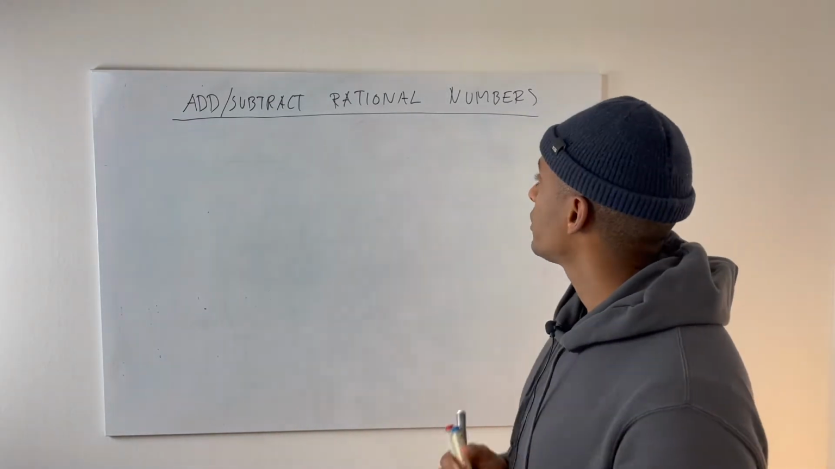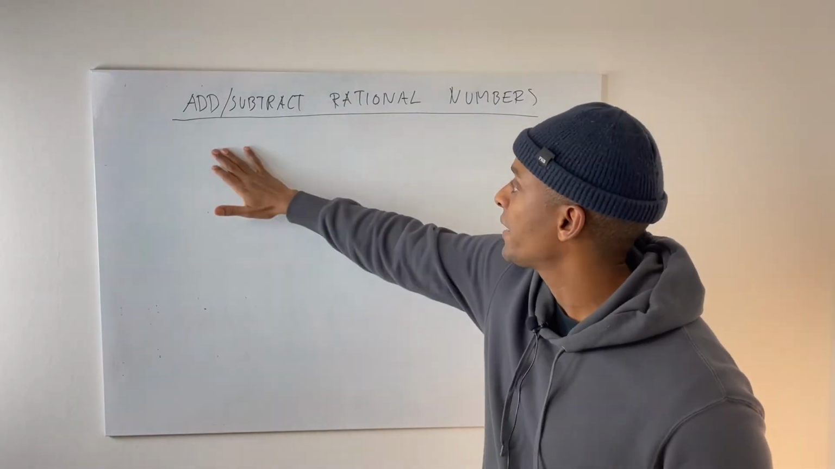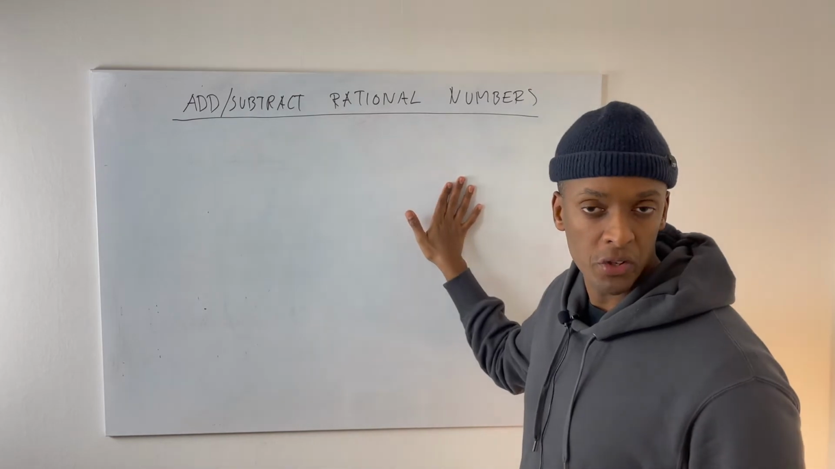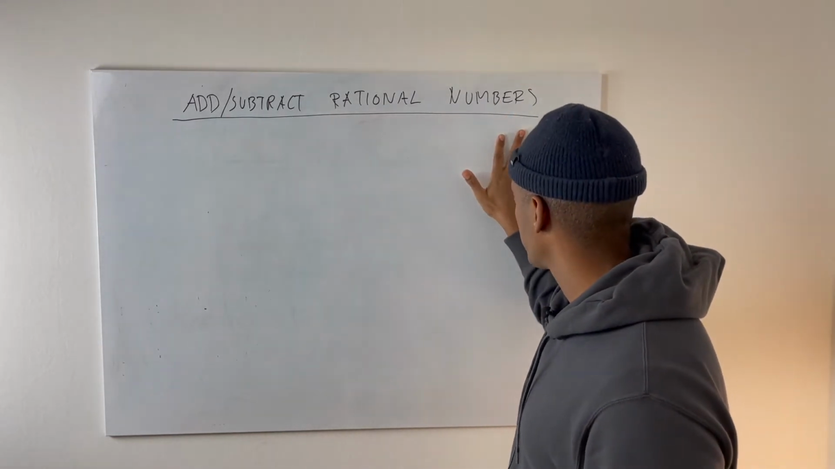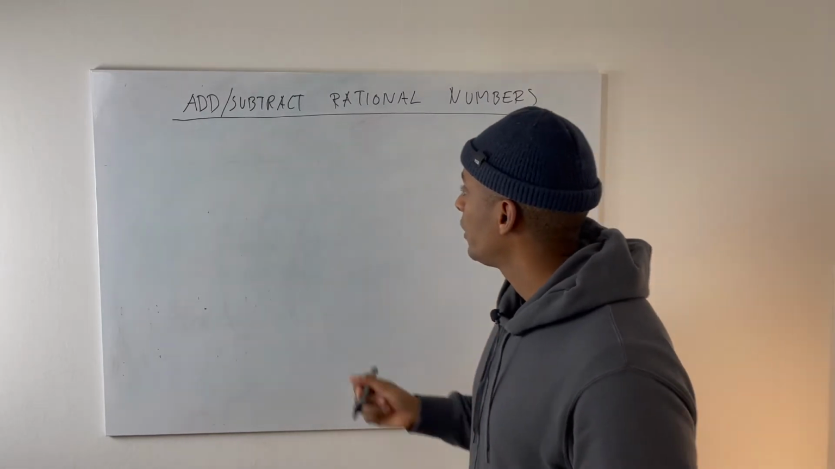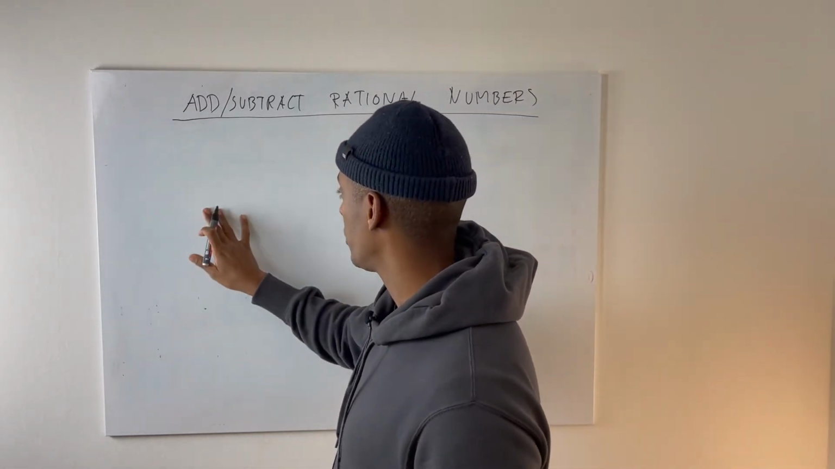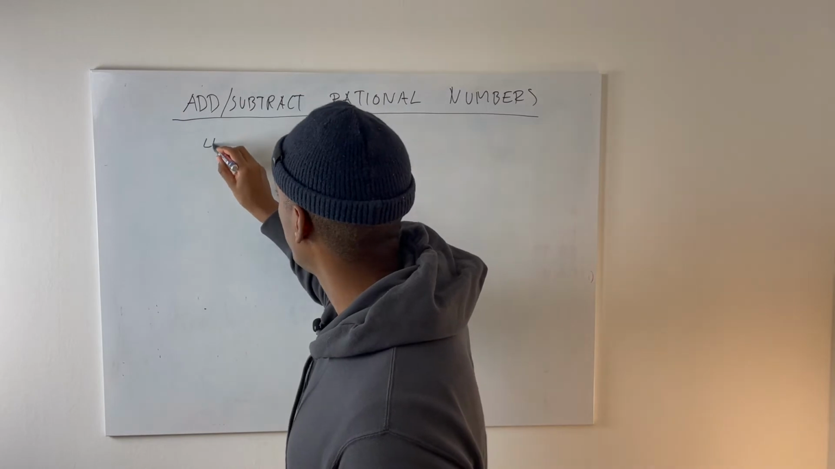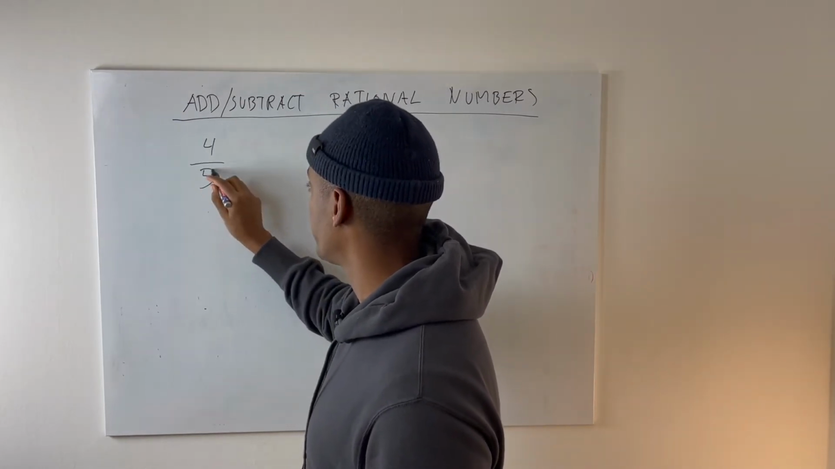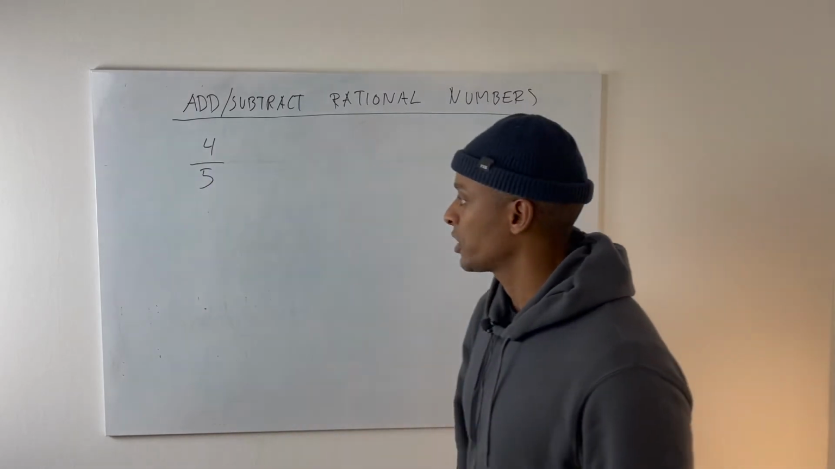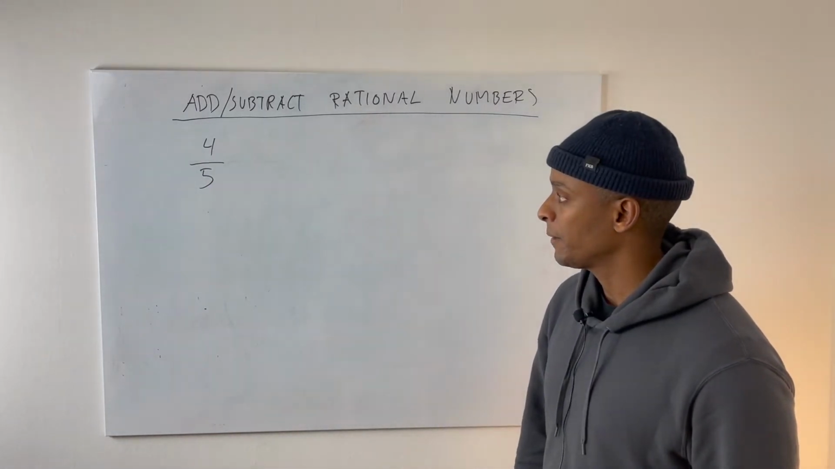So next, guys, now we want to talk about how to add and subtract rational numbers. Okay? So first of all, what are rational numbers? Rational numbers are, you take an integer, you take a number like 4, and then you make a quotient with a number like 5. This is a rational number. Okay?